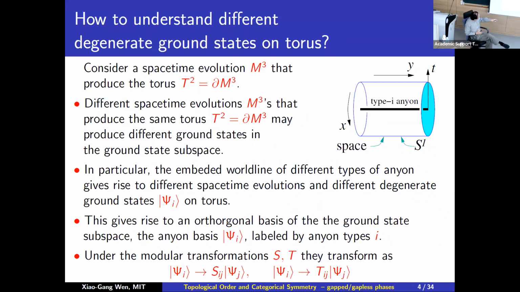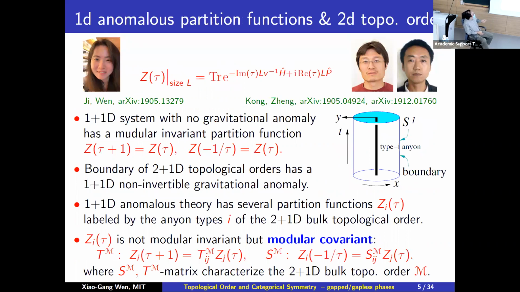So we can try to argue that under modular transformation, this degenerate ground state also forms a representation of SL(2,Z), which is generated by S and T. Again, this is not a derivation. There's a lot of jumps, but I try to draw some pictures to make it more reasonable. Then let's go to one dimension. So far it's still just a two-dimensional picture.